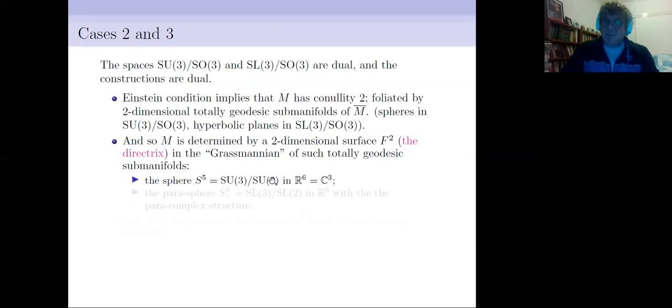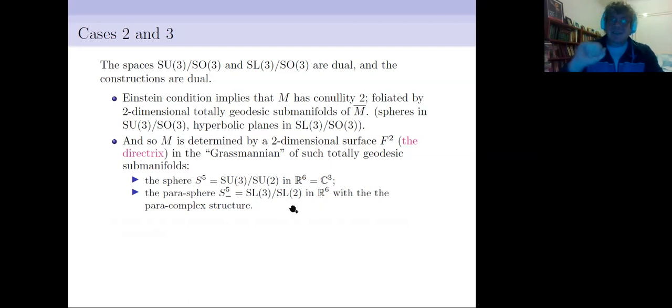Now, of course, SU3 by SU2 is not our everyday symmetric space, but it's a sphere with a round metric, and we have a similar picture in the SL3 by SO3 case, except of course your space is pseudo-Riemannian, right? It's a little different. And we have some paracomplex structure and so on.